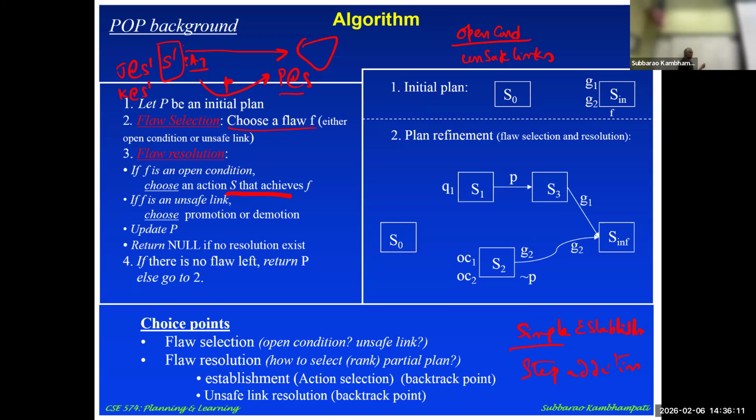Imagine I picked hand empty as the open condition first. Currently, this step is already giving me hand empty. So I can just say, fine, all I need is S0 gives hand empty. And if you don't consider any other option, you're screwed. You see what I mean?